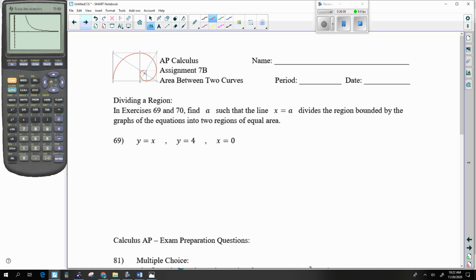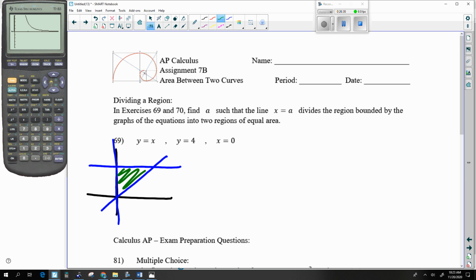Find A such that it divides the region into two regions of equal area. Okay, so let's first find the area. What the heck are we talking about here? All right, so here we have a y is equal to x, a y is equal to 4, and an x is equal to 0. So this is the area that we are speaking of.